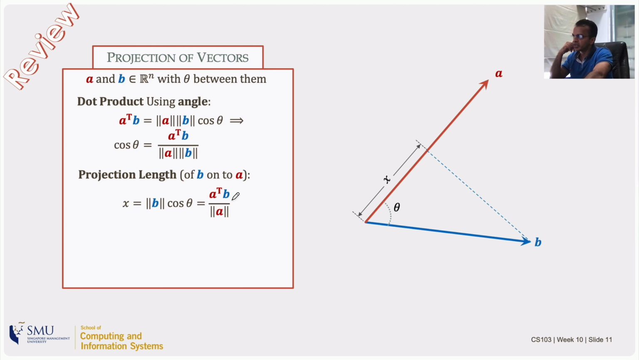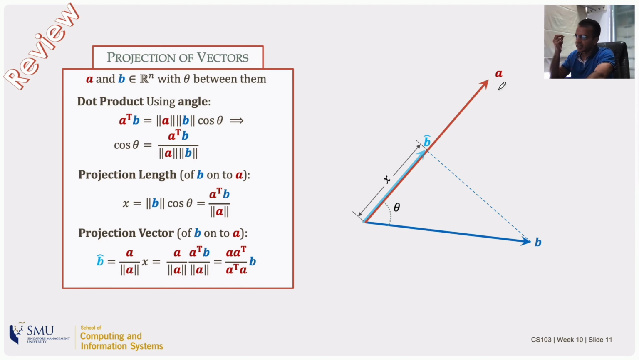So x is easy to compute using basic trigonometry. x is the adjacent side, so it's the hypotenuse times the cosine of the angle, and we know the cosine of the angle, so we'll get that. The cosine of the angle is that, and multiplying by the norm of B, the norm of B from the denominator goes away, and you get that. But we actually want the projection vector, which is a vector along the direction A with a length x. The direction of A is a unit vector along A, that will be A divided by the norm of A, and times x will give you B hat, the projection vector you're looking for.